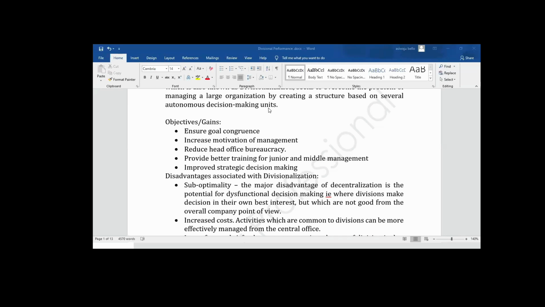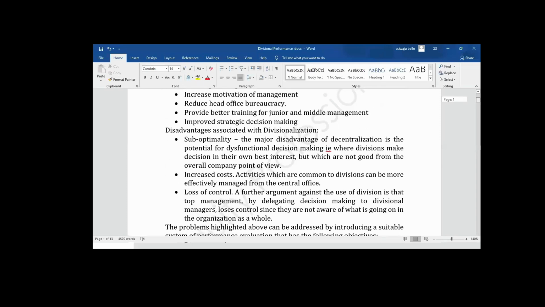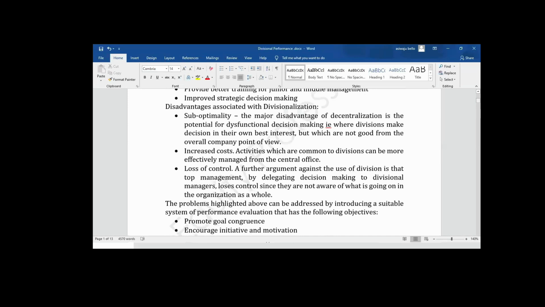So what we are saying is divisional structure can reduce head office bureaucracy. It can enhance decision making quickly. All right. I hope that point is clearer now. Let's continue. We are on the disadvantages of divisional structure. We have explained the first point, suboptimality.